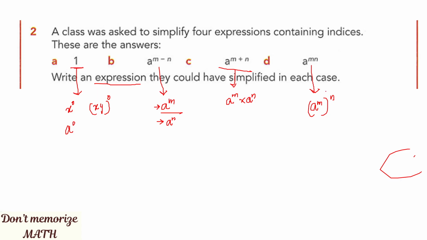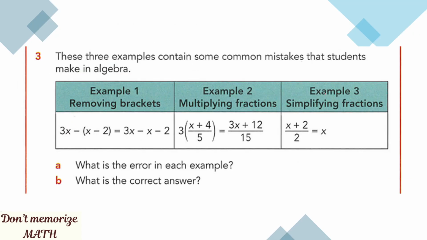Then we are moving to the next question, question number 3. These 3 examples contain some common mistakes that students make in algebra. You can see example 1, example 2 and example 3. The questions are, A, what is the error in each example? Then question B, what is the correct answer? So we need to find out the error and we have to write the correct answer also.